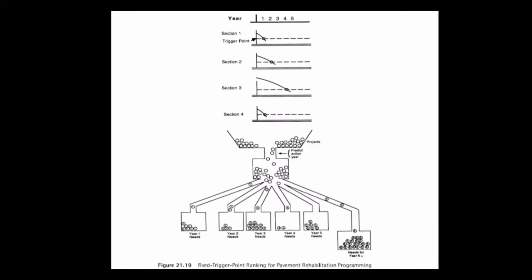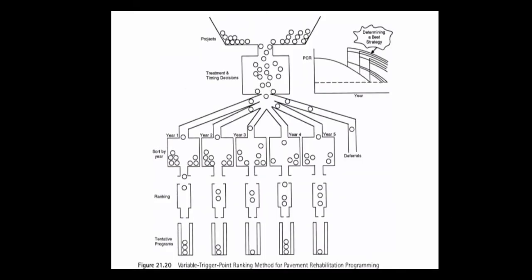The use of a fixed trigger point method was illustrated in example 21.4. So this is the figure of the fixed trigger point ranking for pavement rehabilitation programming. And this is also the figure for the variable trigger point ranking method for pavement rehabilitation programming.